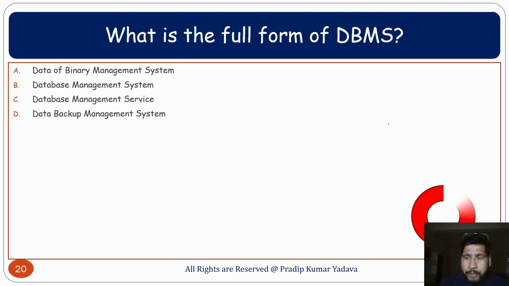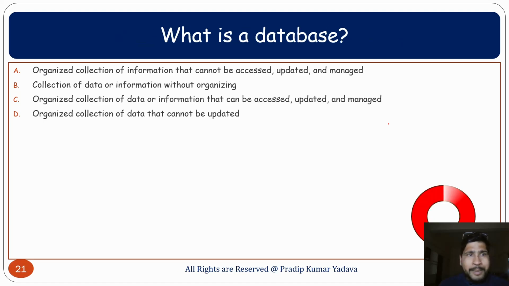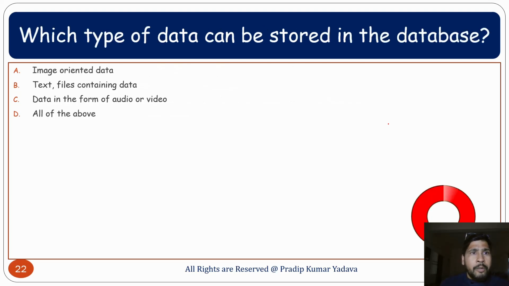What is full form of DBMS? So that is Database Management System. And what is database? So basically database is an organized collection of information that can be accessed, updated and managed. Which type of data can be stored in the database?